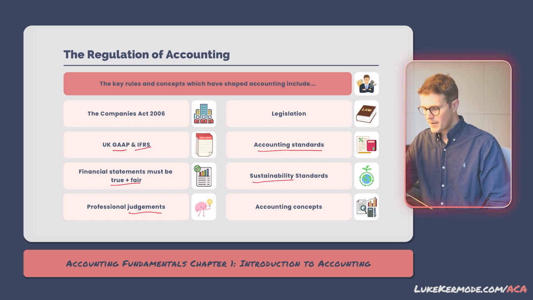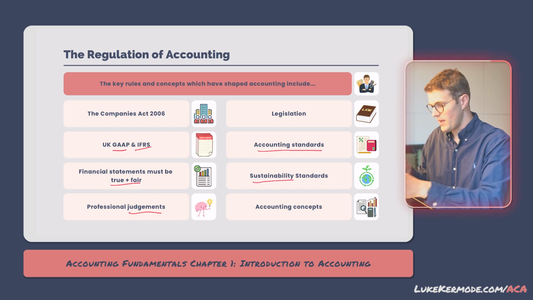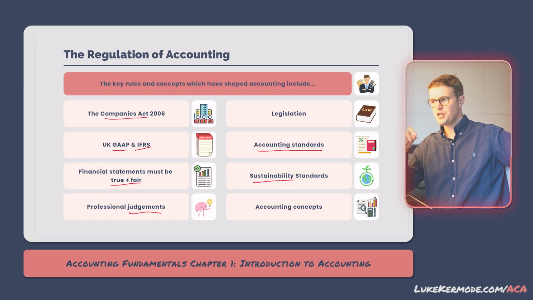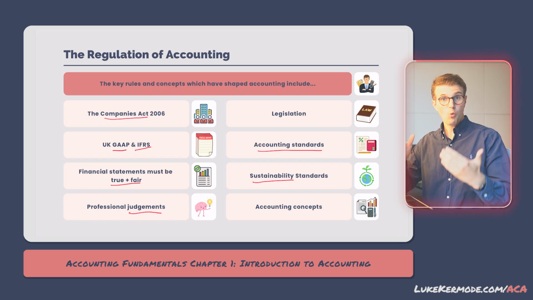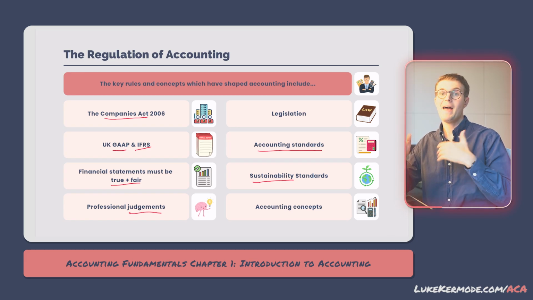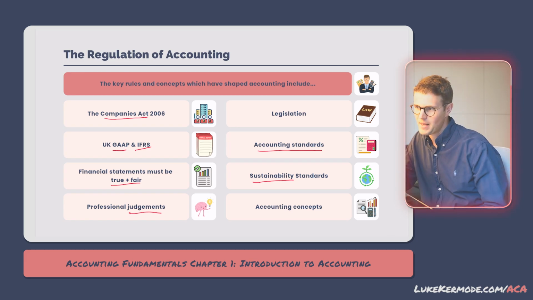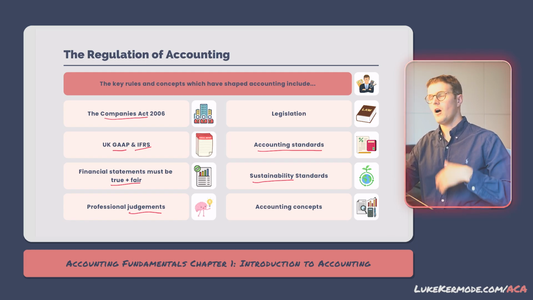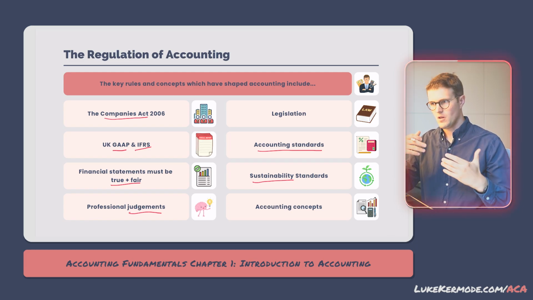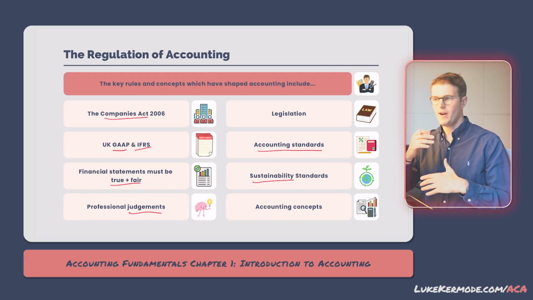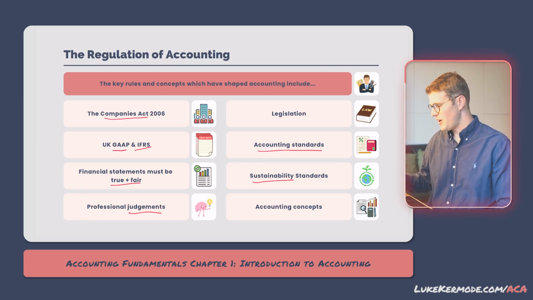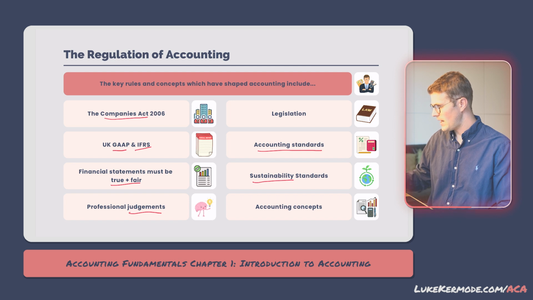In the UK, all companies need to comply with the Companies Act. The Companies Act is legislation which lays down legal requirements for how companies must prepare their financial statements. It places a legal obligation on companies to report high quality financial information. And all of these factors together create a regulatory framework that keeps the accounting profession meaningful and trustworthy.